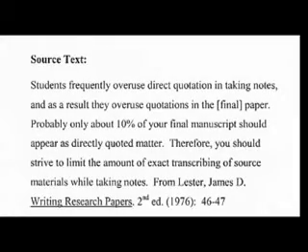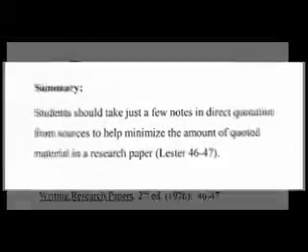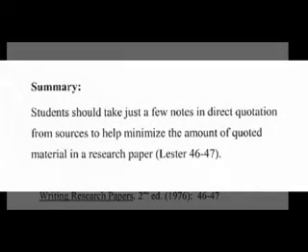One other way to integrate information from outside sources is through summary. Summarizing and paraphrasing are very similar, but summarizing usually involves capturing just the main idea of the original source. Here's an example of a summary. Notice that it's not as long as the original source information, but it captures the main idea and includes an in-text citation. A combination of quoting, paraphrasing, and summarizing is effective for integrating information from outside sources.